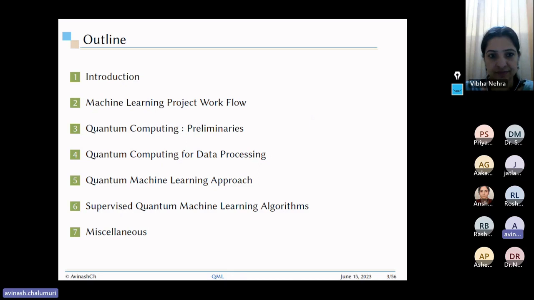Introducing what quantum computing is and what quantum machine learning is. Before that, I want to discuss the machine learning project workflow we usually use in industry to solve machine learning problems. And I'll also elaborate on why quantum is important and where we stand right now, and what the research scope is as a faculty, what we can do and what the research scope is in quantum machine learning. I'll also touch upon supervised quantum machine learning algorithms I developed during my PhD.